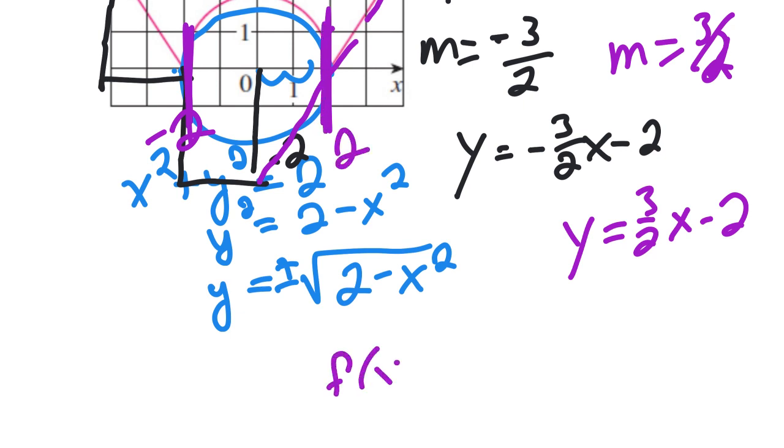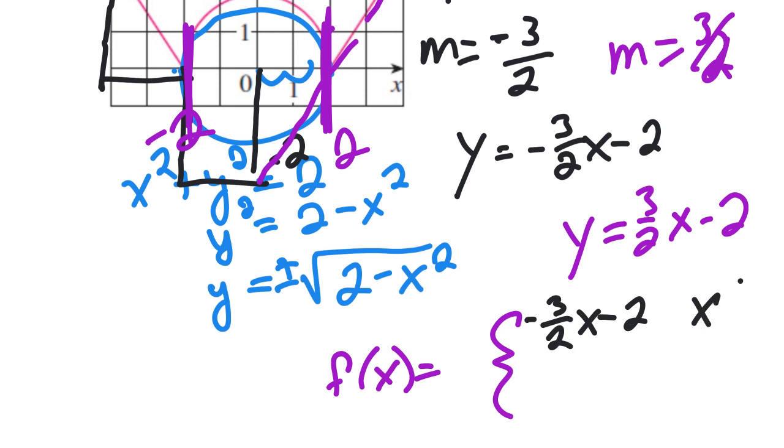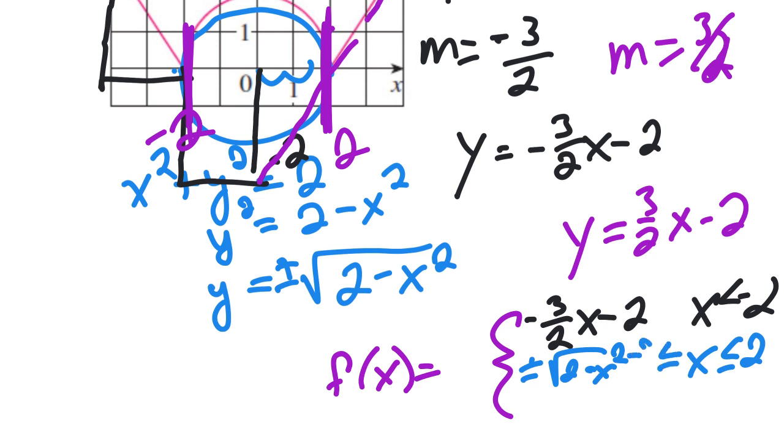So f of x equals, and then we'll use the black one because it's the one farthest to the left, negative 3 halves x minus 2 when x is less than, we'll do just less than on this one, negative 2. And then the middle section is the blue, plus or minus the square root of 2 minus x squared when x is less than 2 but greater than or equal to negative 2. And then the purple, which is the farthest to the right, 3 halves x minus 2 when x is greater than positive 2.